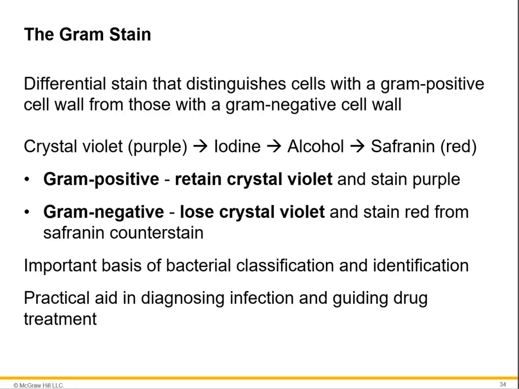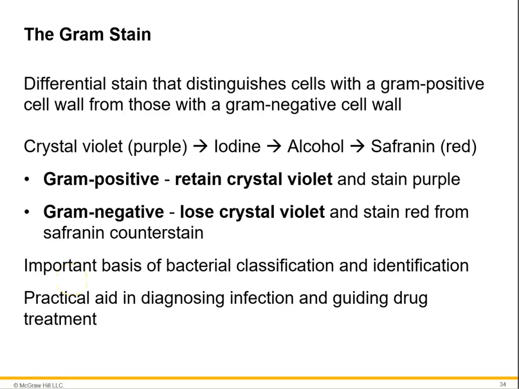Alcohol is going to break down the outer membrane of the gram-negative organisms, and remember they have a very thin peptidoglycan cell wall that really doesn't hold on to the crystal violet very well. So alcohol is going to decolorize the gram-negative organisms. It's going to make them look clear again. The gram-positive organisms are not going to be affected in that way. They're still going to look purple. Finally, because we need to be able to see the gram-negative organisms too, we add a second dye. It's called a counterstain, and it's safranin. And what that does is that stains the gram-negative organisms red or pink.